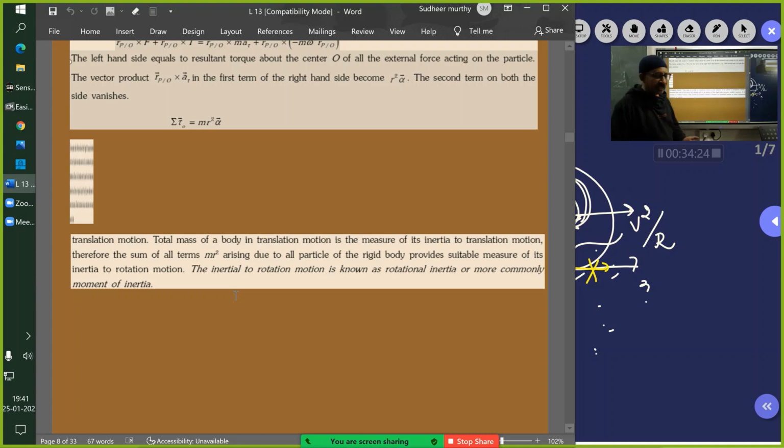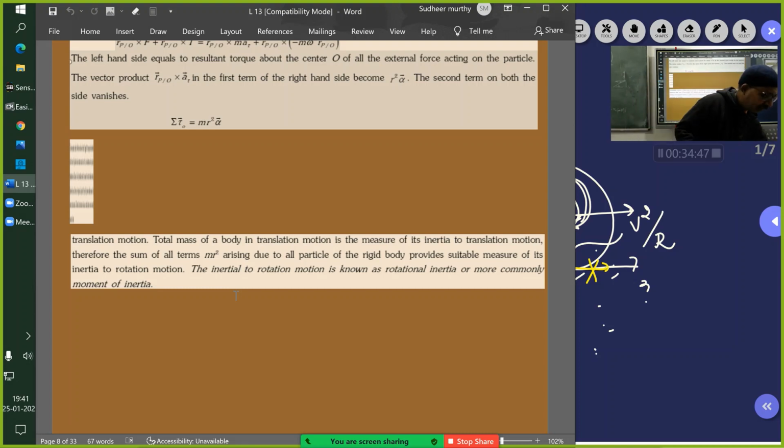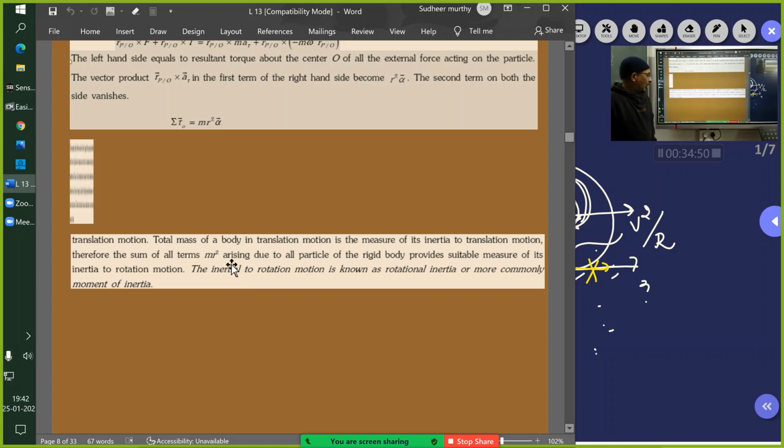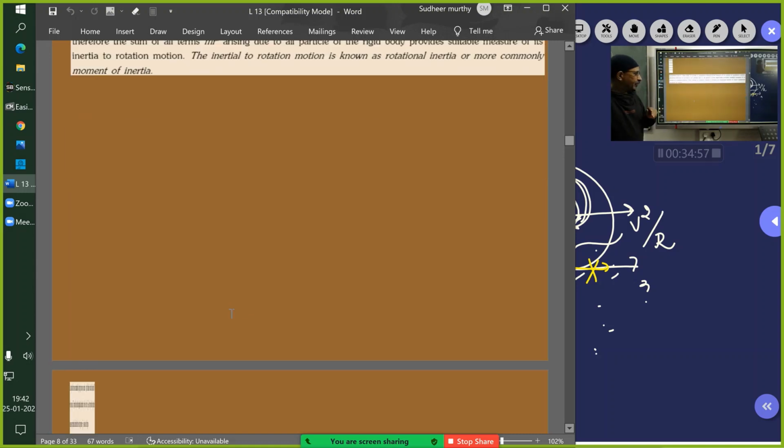And I have already demonstrated that with some experiment here, right? So you see, if I lift this, F is equal to m into a. But if I want to rotate it, then I have to apply torque. So tau bar is equal to I into alpha, that is, I am causing angular acceleration. So I suppose the concept now is clear: rotational inertia and translational inertia.